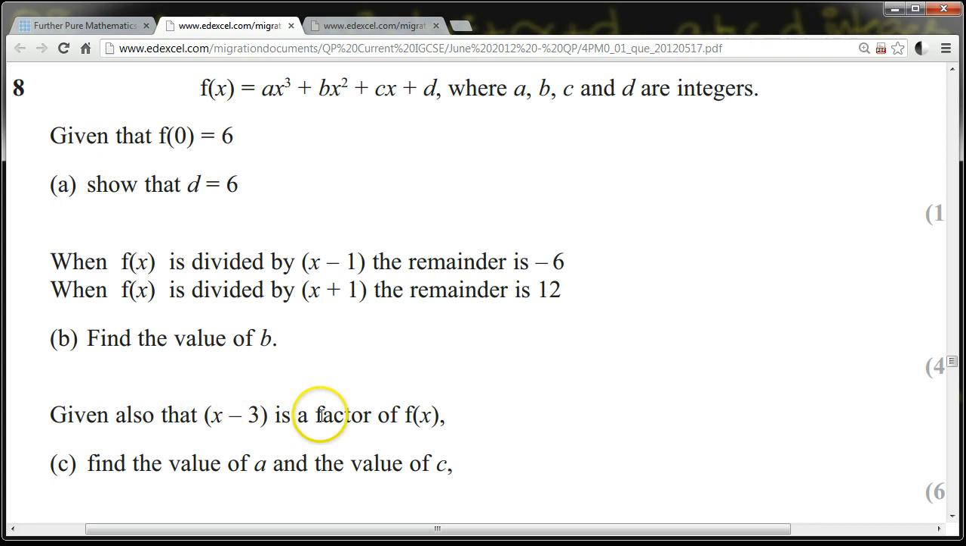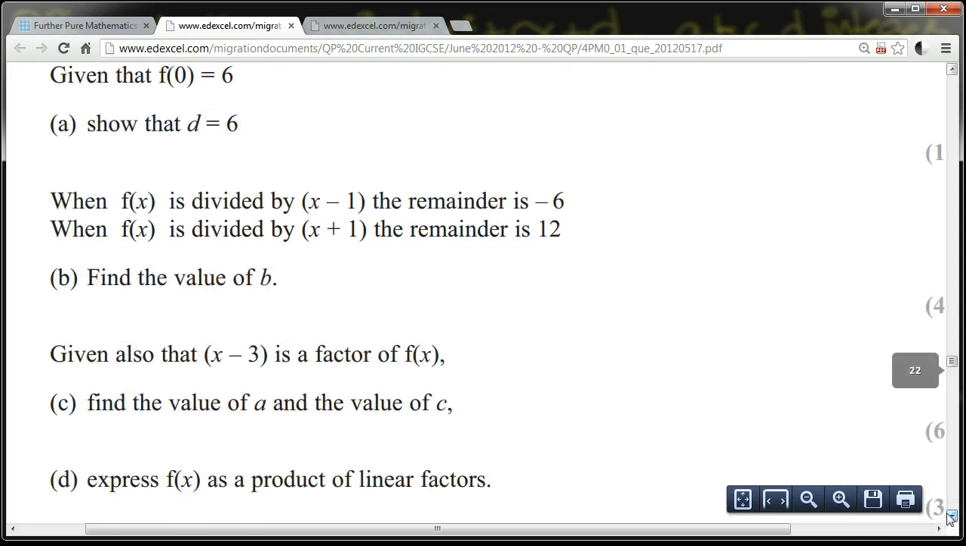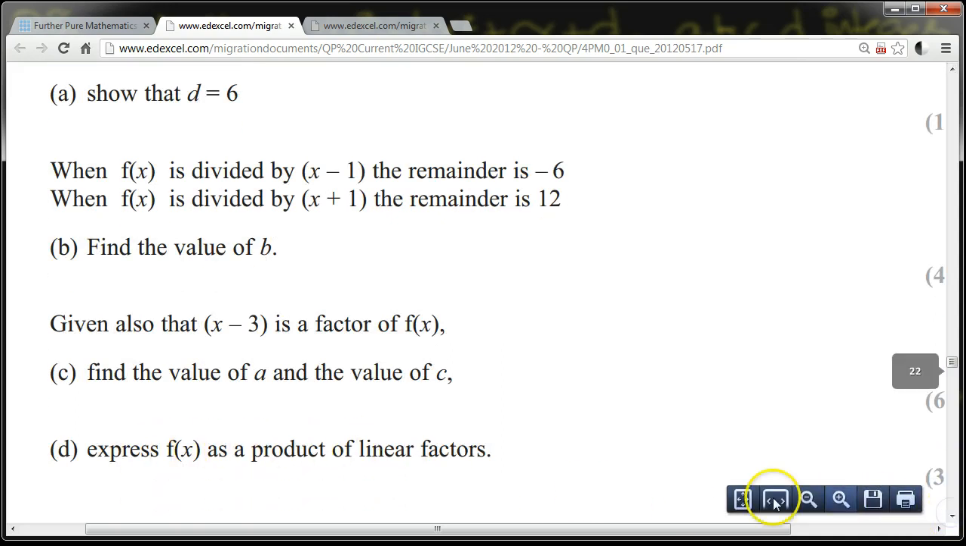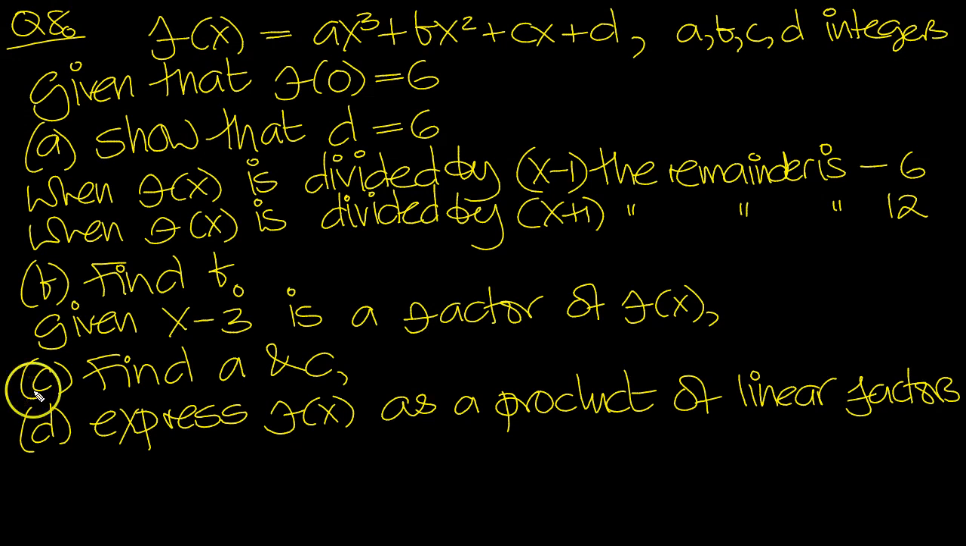Given also that x minus 3 is a factor of f of x, find the value of a and the value of c. Express f of x as a product of linear factors. Okay, so that's the question. Then I've got it all summarized here.